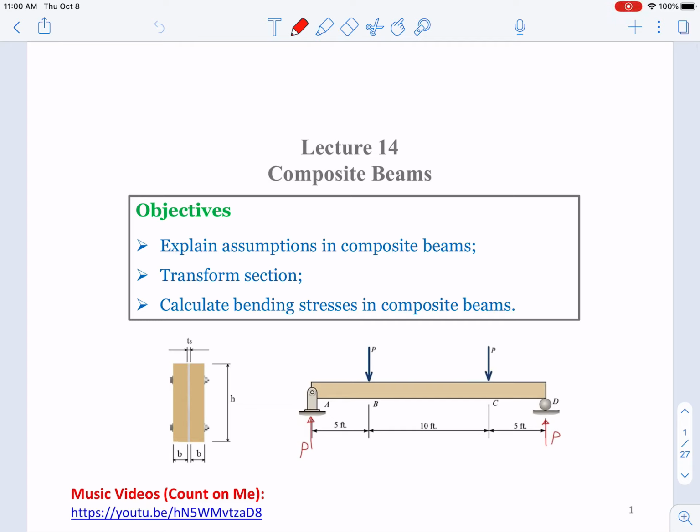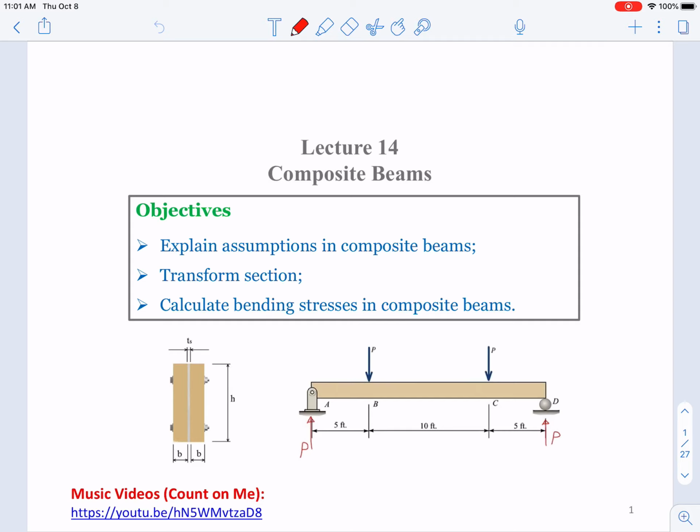The music today is Bruno Mars' Count on Me. Okay, this is a song about friendship, about interpersonal bonding. Right, so today we will talk about composite beams, which are formed by bonding different materials together. Okay, it's a material bonding instead of interpersonal bonding.